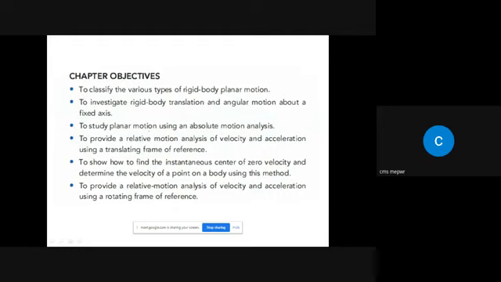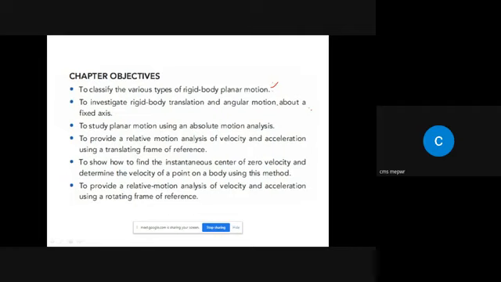Okay, as I have told you, this is chapter 16 of your R.C. Hibbeler book. So, what are the objectives of this chapter? The first objective is basically to classify the various types of rigid body planar motion, meaning to understand what type of planar motion we can have.